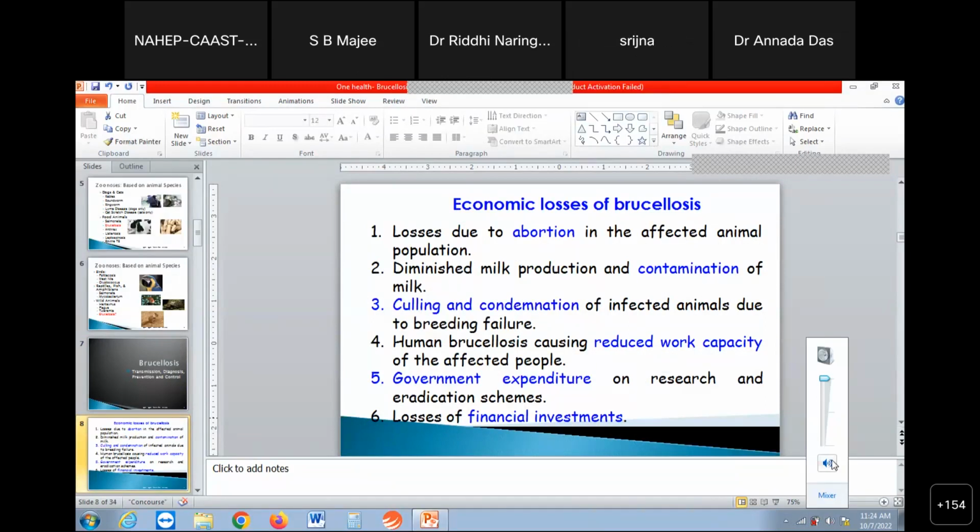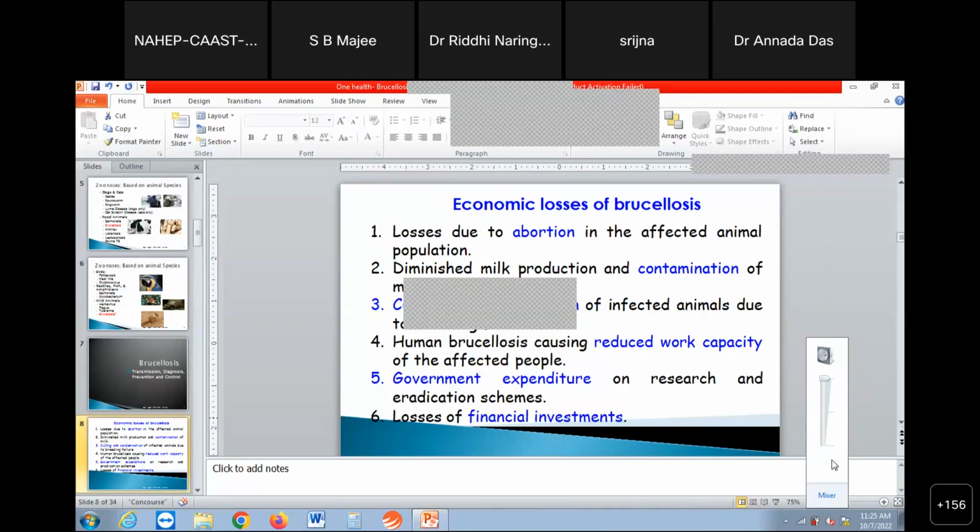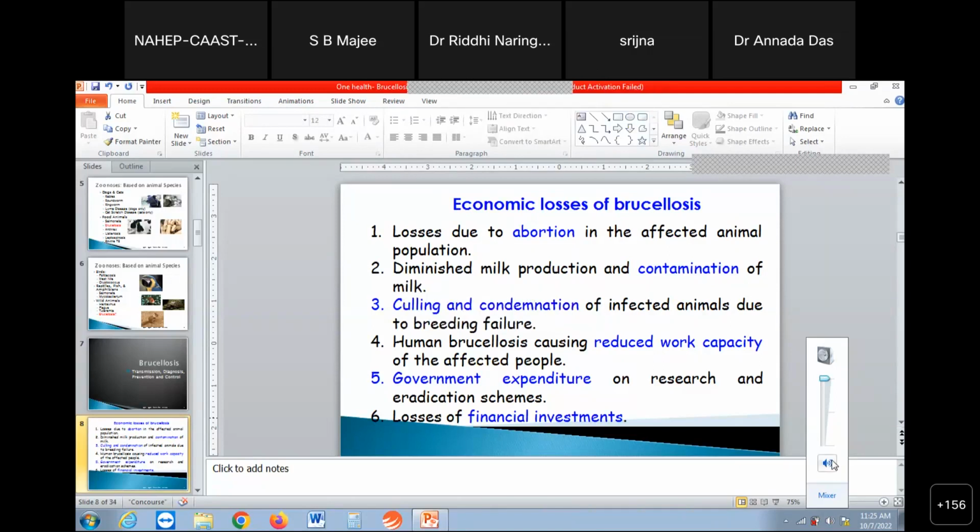Then we have diminished milk production and contamination of milk. Then we have culling of infected animals due to breeding failure. Once the calving interval is lost or prolonged, there is going to be diminished milk production, contamination of milk with brucellosis, and also culling of infected animals happens because you cannot keep these animals within the herd. They need to be isolated and ultimately contained because they never become Brucella free.